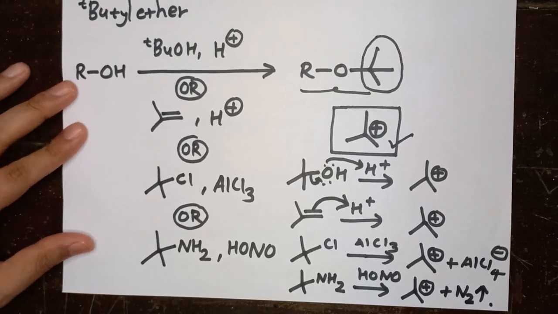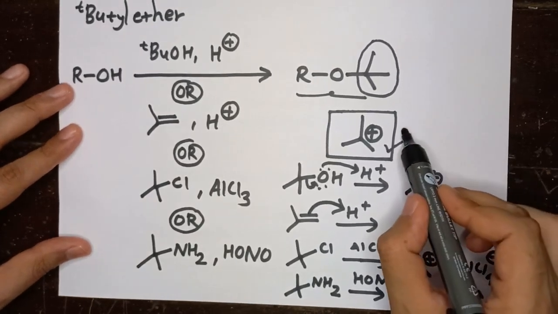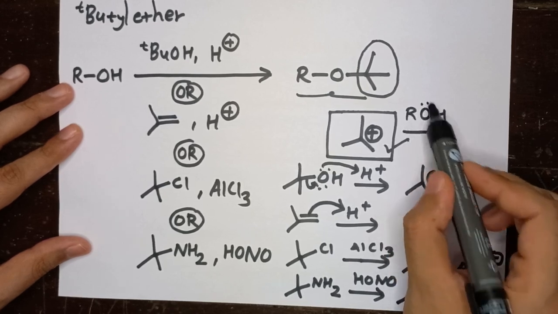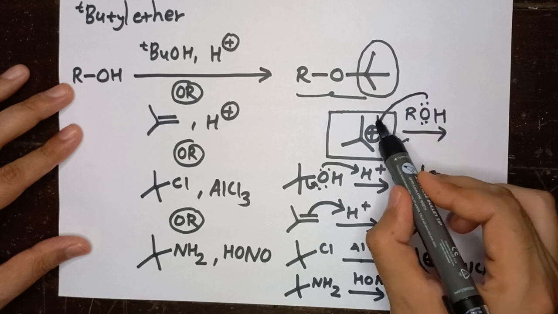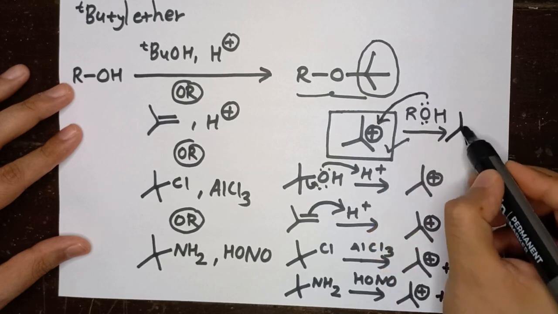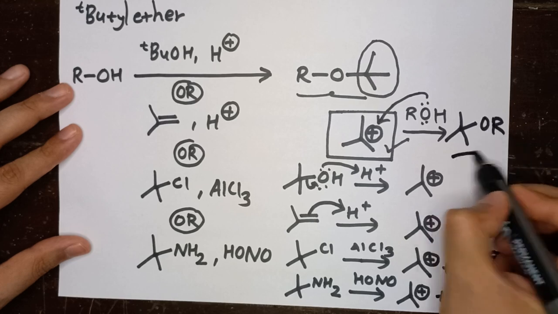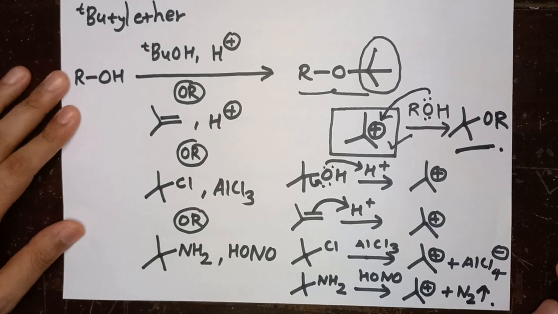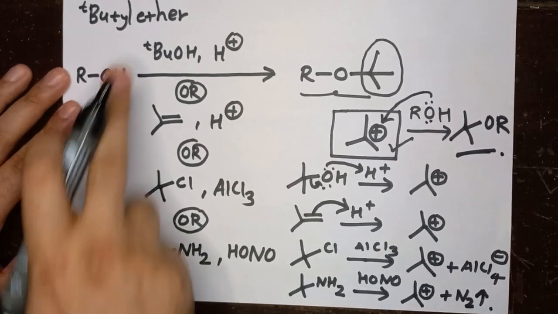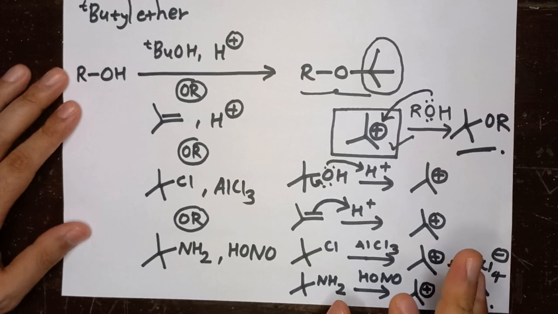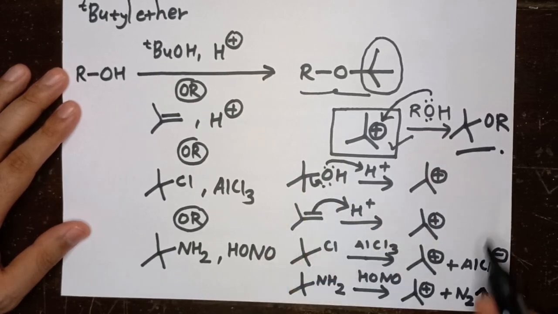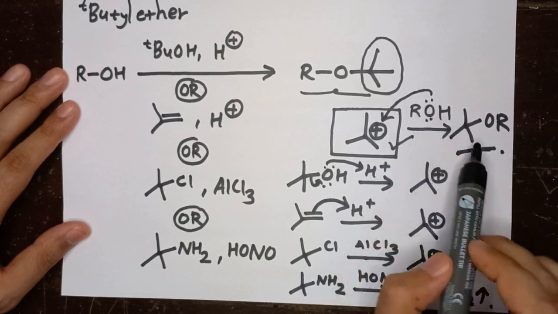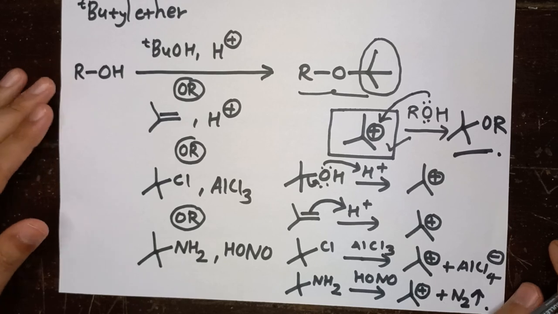Okay, what happens next is, whatever alcohol you are taking will come, and the oxygen lone pairs will form a bond with this carbon and simply generate the product we are looking for. So this is how you can do the tertiary butyl ether protection, by using any of these reagents, and this is the mechanism. You generate a very stable tertiary carbocation which will later be attacked by the lone pairs of oxygen. So this is about protection of tertiary butyl ether.